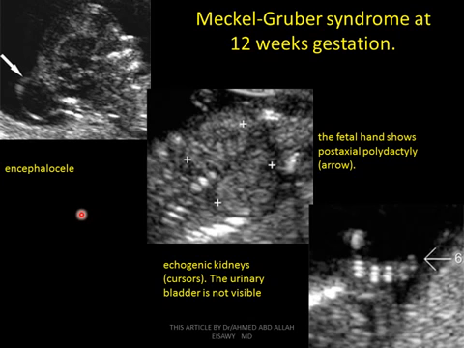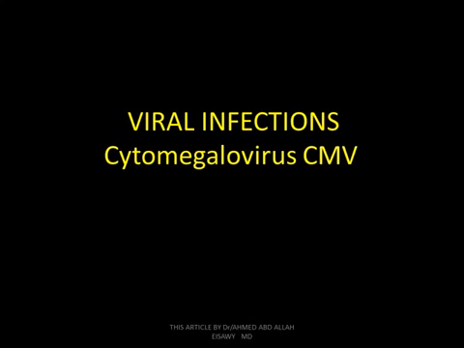Meckel-Gerber syndrome at 12 weeks gestation. Encephalocele, the fetal hand with post-axial polydactyly, echogenic kidneys, urinary bladder not visible. Meckel-Gerber syndrome: echogenic kidneys and urinary bladder not visible. The fetal head shows encephalocele, and post-axial polydactyly. This is Meckel-Gerber syndrome. TORCH infection: toxoplasmosis, rubella, cytomegalovirus, herpes.